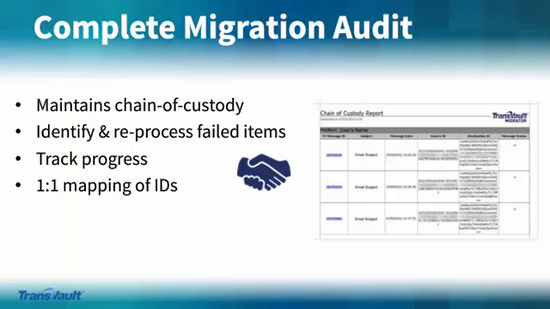The audit we create gives you a one-to-one record of each and every item that is moved, and this is what we call the chain of custody. In that example report, you can see that we give everything a unique ID in both the source and the target, so you've got a full way to be able to track back what happened to each email and how they marry up in the source and the target.